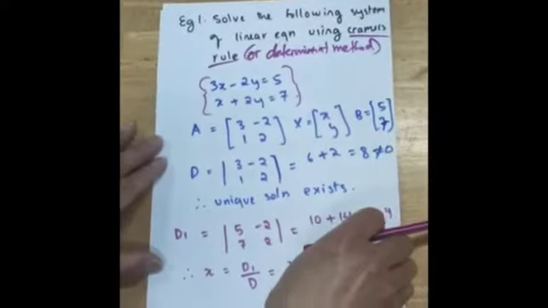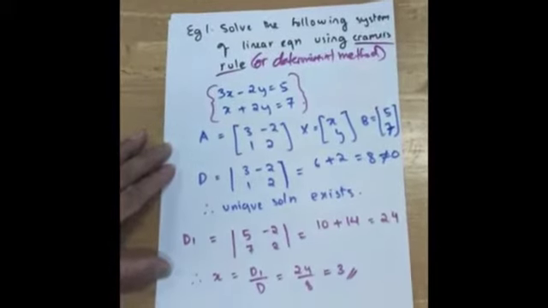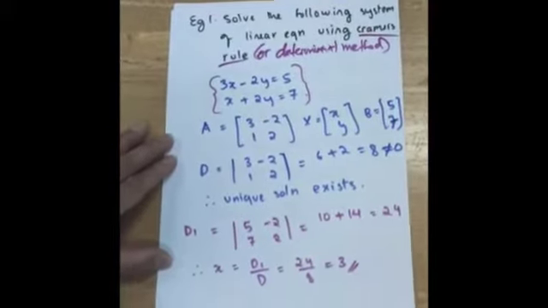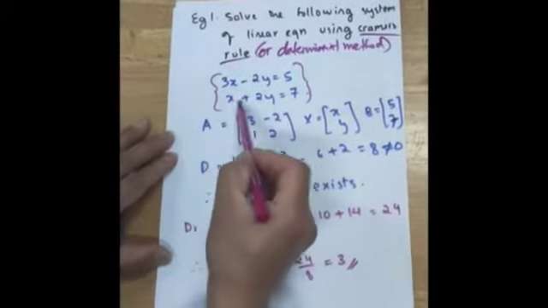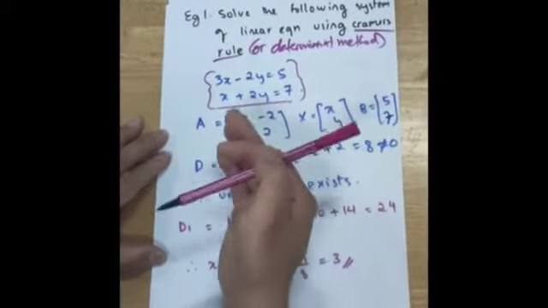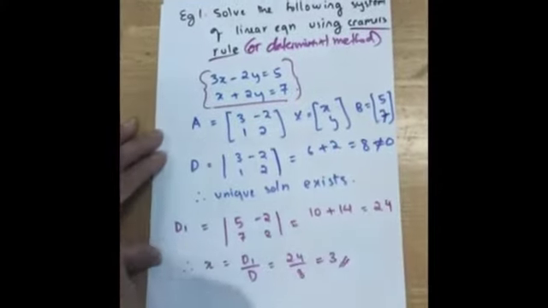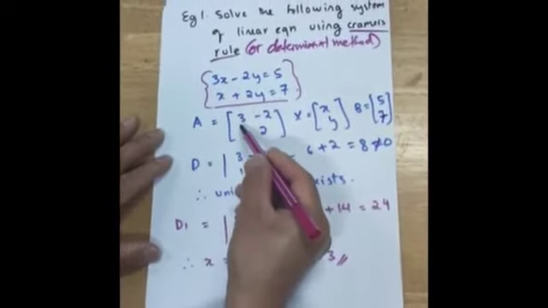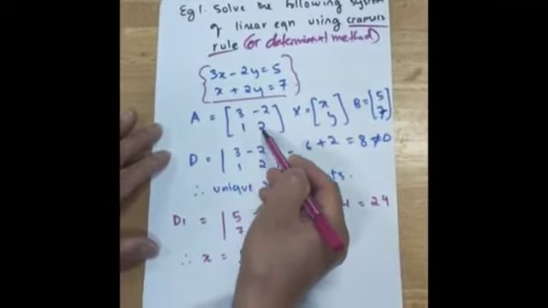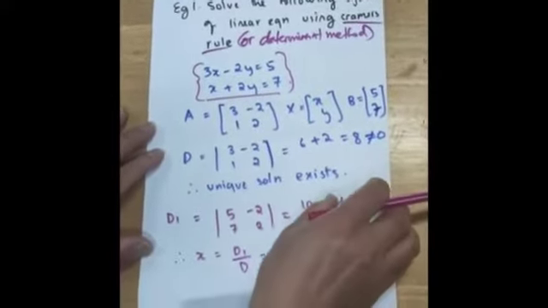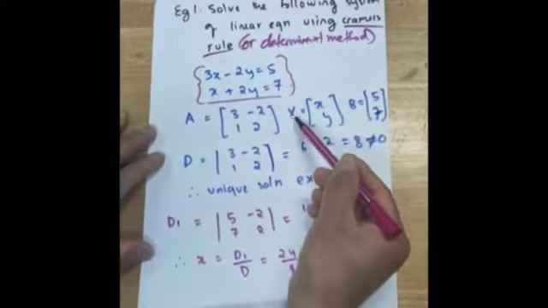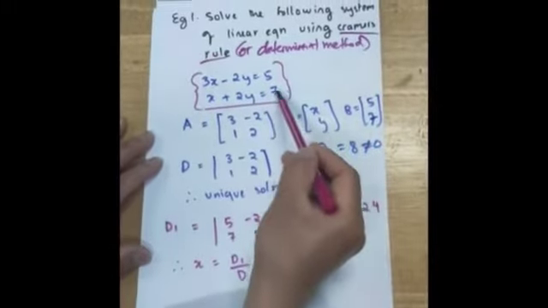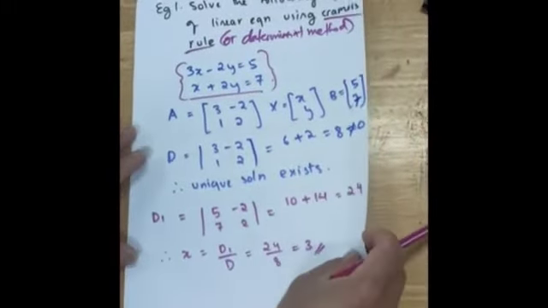The first step in solving the system of linear equations using Cramer's rule is to represent the system using a matrix. First you have to obtain the matrix A, which is our coefficient matrix, 3, minus 2 and 1, 2 from the equations, and our matrix X is our variables in the equation, x and y, and matrix B is our constant values of the equation.